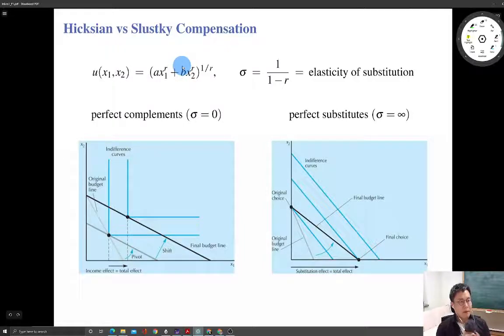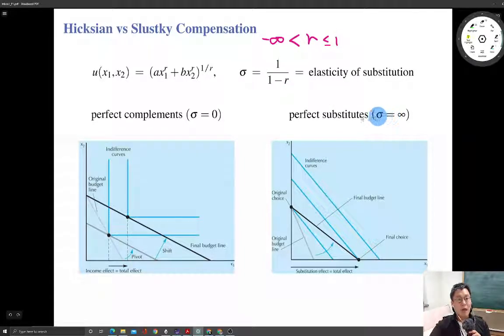Remember the key parameter of the CES function is the parameter R, which is related to the elasticity of substitution. The degree of substitution between these two goods is denoted by sigma, and sigma is related to the key parameter of the CES function. More precisely, it is 1 over 1 minus R. Here the parameter R takes a value between negative infinity and 1. If R approaches 1, then sigma approaches infinity.